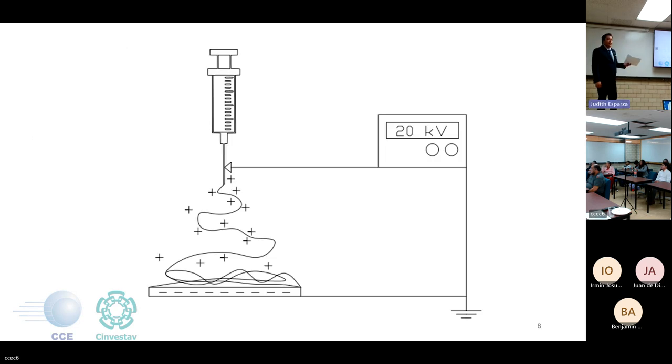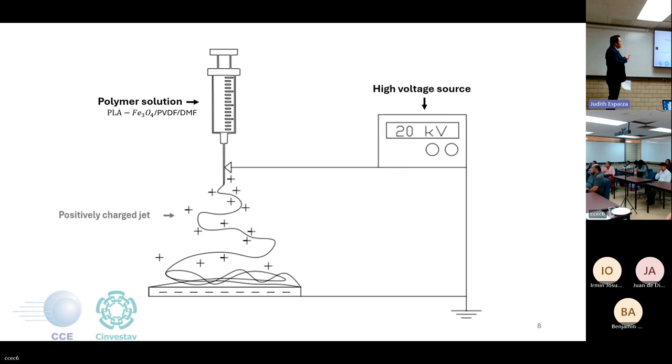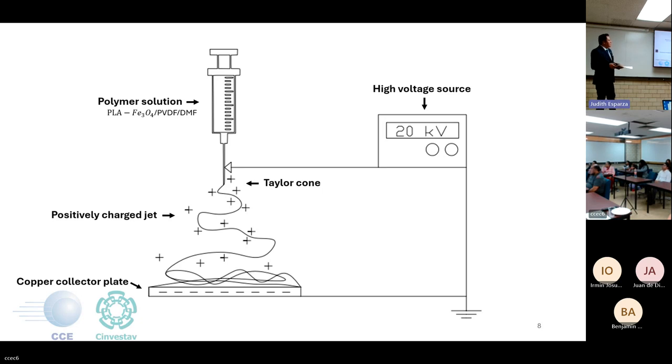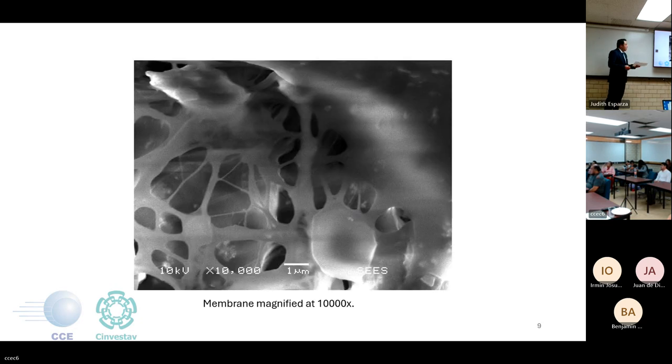In the following diagram, we can see in general terms the electrospinning technique, which consists of a high voltage source applied directly to the tip of the syringe containing the polymer solution. This voltage generates a positively charged jet that is collected on the copper collector plate and forms a drop at the tip, in a Taylor cone, with some distortions in the drop that help to generate these nanofibers. As a result of the process, we obtain nanofibers like this.